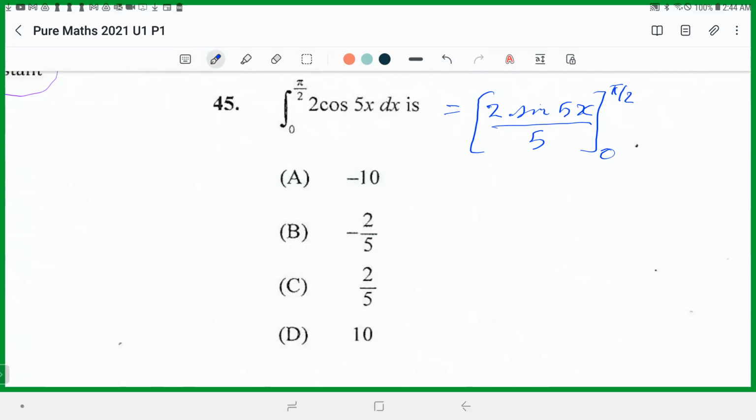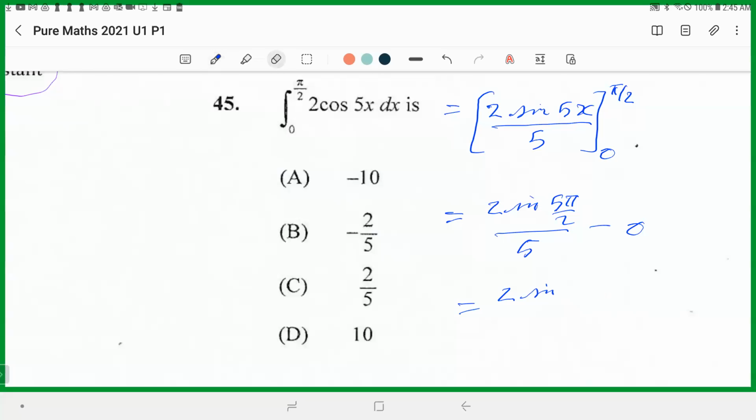You can use a calculator, remember. You can use a calculator and get the answer. So it becomes equal to 2 sine of 5 pi by 2, put this as the x, over 5 minus, and plug in the 0 there and get 0. So whatever this works out to is the answer. We can work it out still now because this is 2.5 pi. It becomes 2 times sine of 2.5 pi.